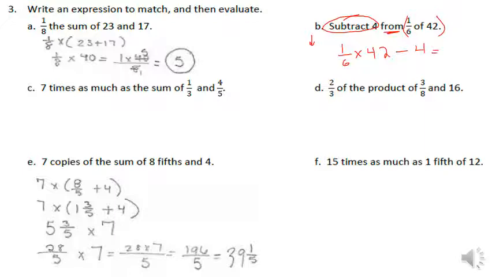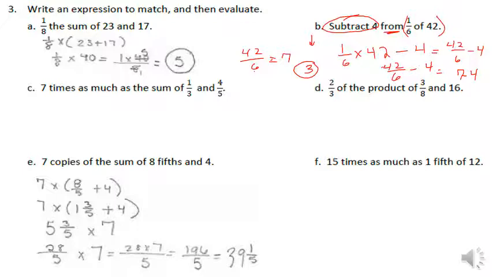Now to evaluate this, I can see this is going to end up being 1 × 42, which is 42/6 − 4. When we do 42/6, we could either change the whole number to a fraction, or change the fraction to a mixed number. Let's go ahead and do the fraction to the mixed number. We know 6 will go into 42 7 times. 7 times 6 is 42. So that's going to be equal to 7 − 4. So our answer is going to be 3.